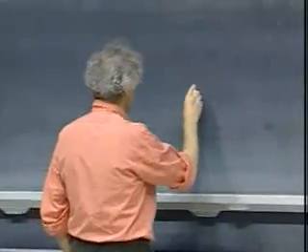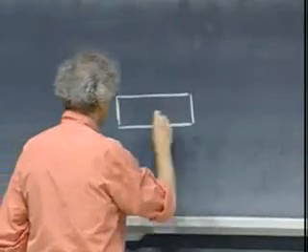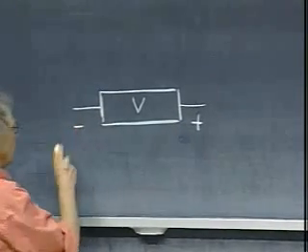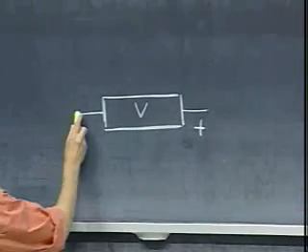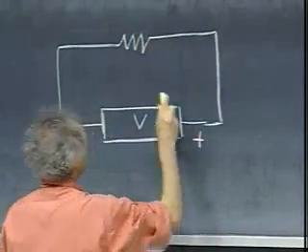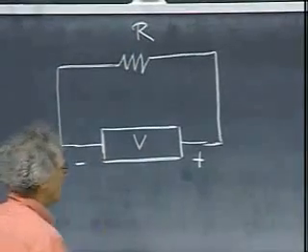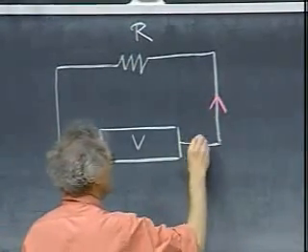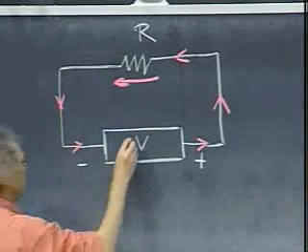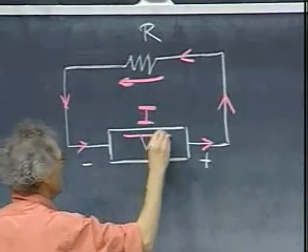We have often talked about power supplies, which are devices which maintain a constant potential difference. Here we have such a power supply, potential difference V, this be the plus side, and this be the minus side. I'm going to connect this. I have a resistor here, R, and as a result of this, a current will start to flow in this direction, this direction, this direction.